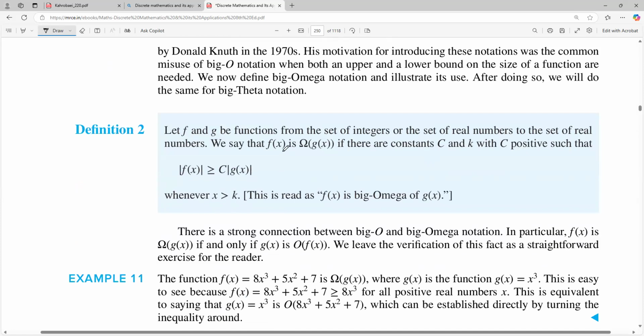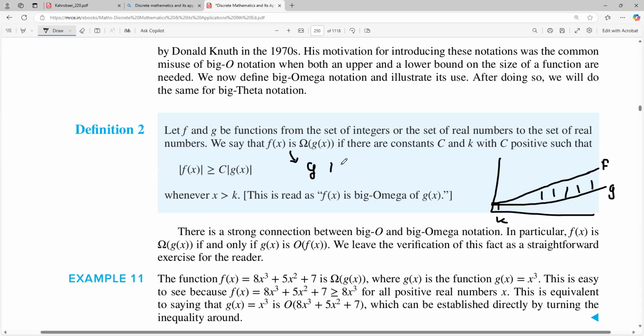So big omega is technically the opposite in that respect. Whereas in big O, we wanted to find an upper bound. This is F. Big omega finds a lower bound. So it's going to be our K value. And we see that this G is always less than or equal to F. Right? F is big omega of G of X. If you want to rewrite this, this is also technically saying that G is big O of F of X.